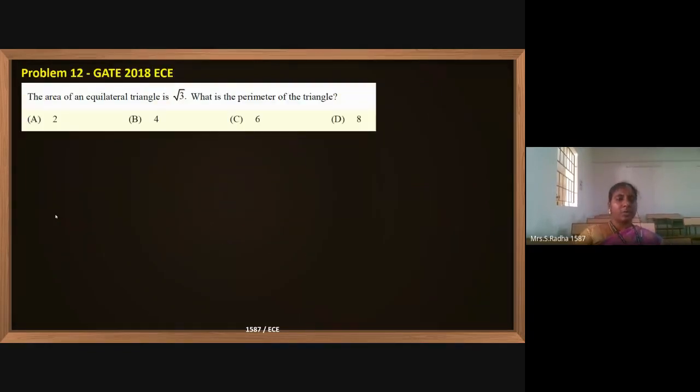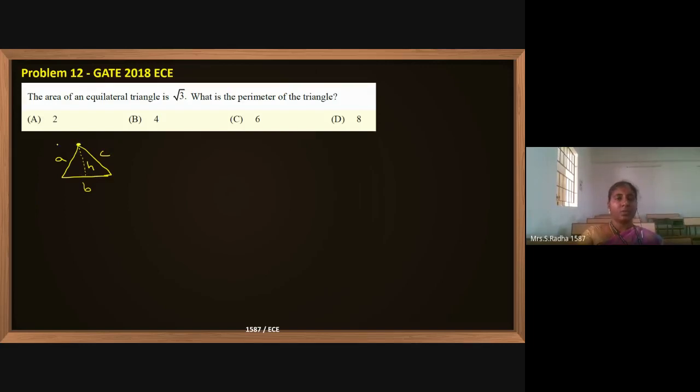Now the last problem in linear equations. The area of an equilateral triangle is root 3. What is the perimeter of the triangle? Equilateral triangle means all the 3 sides are equal. The area is root 3. Take the height as H, and the sides as A, B and C of the equilateral triangle.